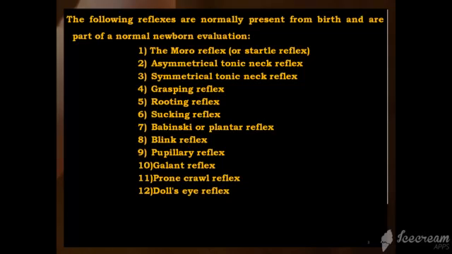In this video, I am going to discuss these reflexes. The reflexes are the Moro reflex, which is also known as the startle reflex, asymmetrical tonic neck reflex, symmetrical tonic neck reflex, grasping reflex, rooting reflex, sucking reflex, Babinski or plantar reflex, blink reflex, pupillary reflex, Galen reflex, prone crawl reflex, and doll's eye reflex. So these are the reflexes I am going to demonstrate in this video.